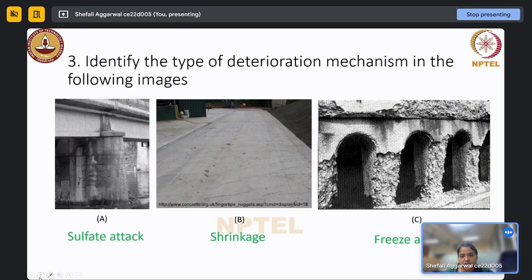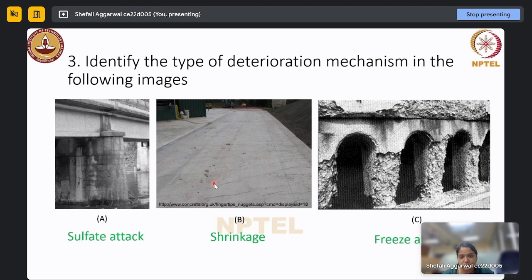Can you tell which type of shrinkage it can be? Drying shrinkage. No, this one is because of plastic shrinkage. If you see this part, it is soil. Above the soil, they have laid the concrete surface, and during the initial time only, because of evaporation of water, we can see this type of shrinkage. So it's plastic shrinkage.